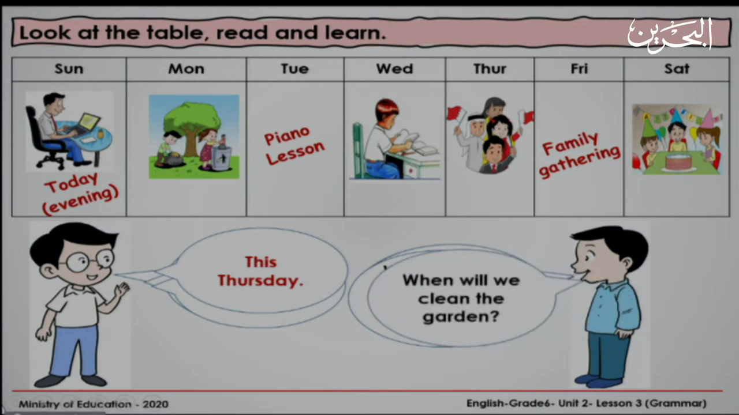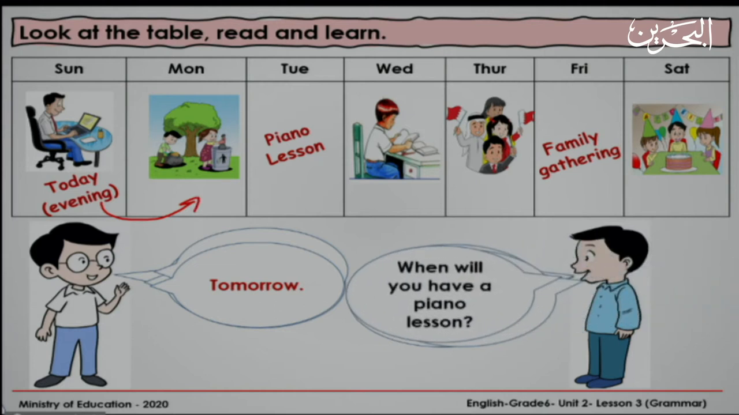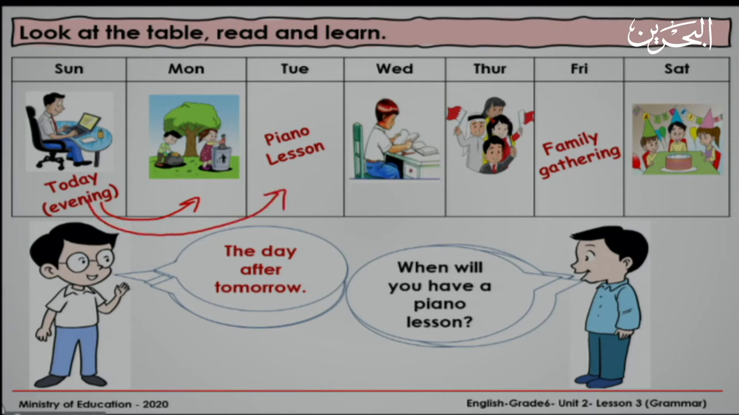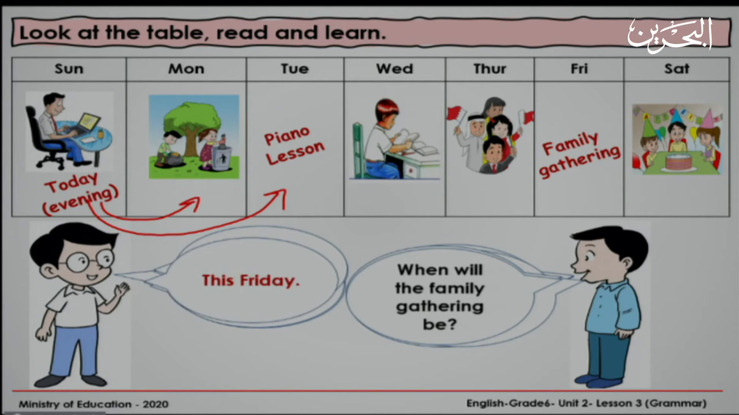When will we clean the garden? Any picture that refers to the garden? Here it is. Which is Monday? Because today is Sunday and it is tomorrow. Today is Sunday, it is tomorrow. Okay? When will you have a piano lesson? The day after tomorrow. Because today is Sunday and the day after tomorrow, which is Tuesday. When will the family gathering be? This Friday.